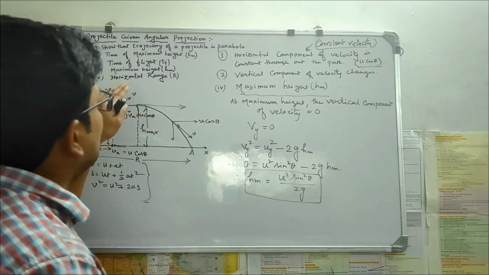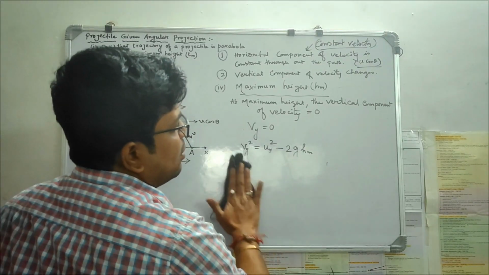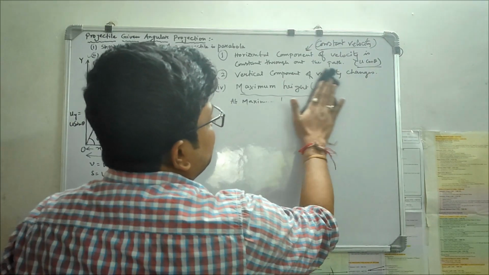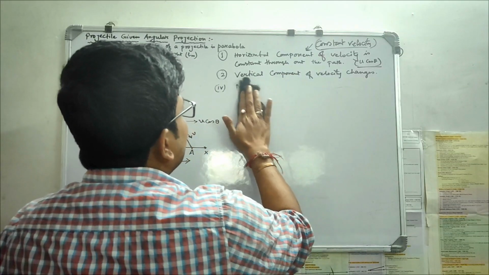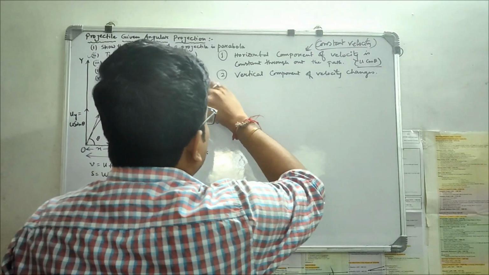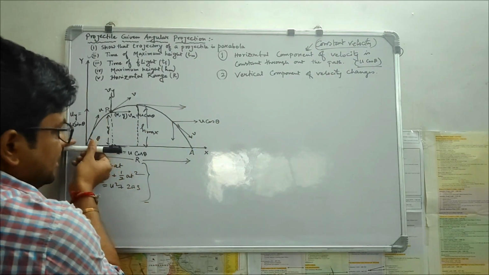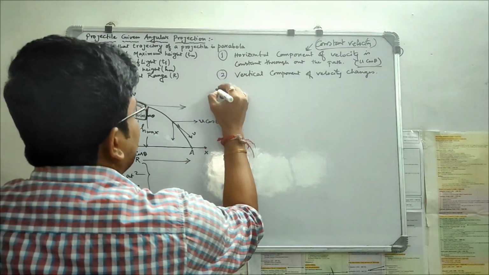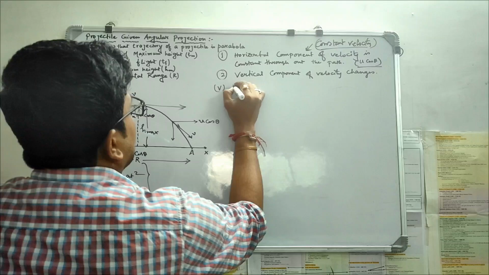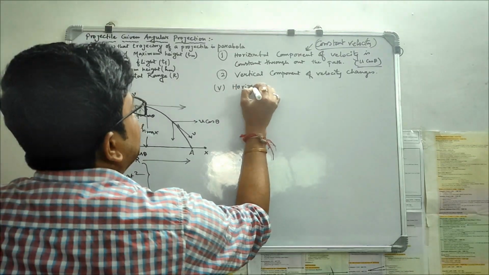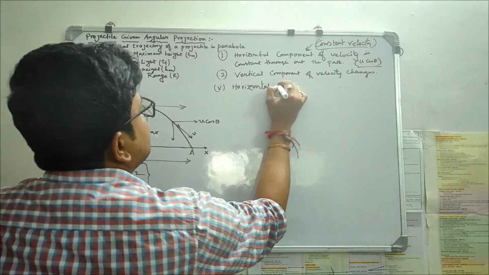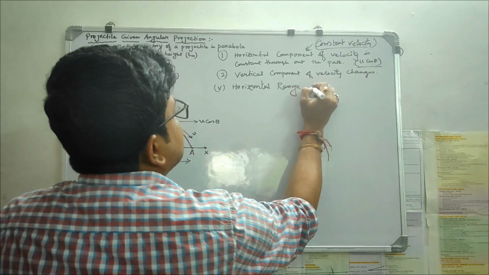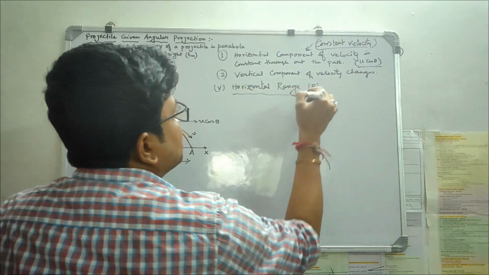And the one last topic is horizontal range. We will calculate now. Horizontal range means if we throw an object with a velocity u, how far it will cover, how much distance along the horizontal it will cover. That is the next one, the fifth one, that is the horizontal range. Horizontal range, capital R, I want to calculate.